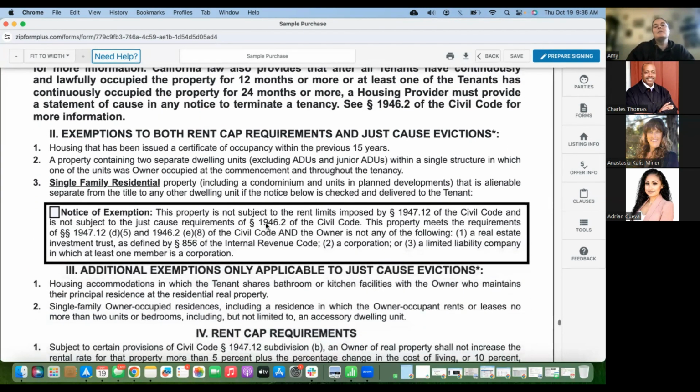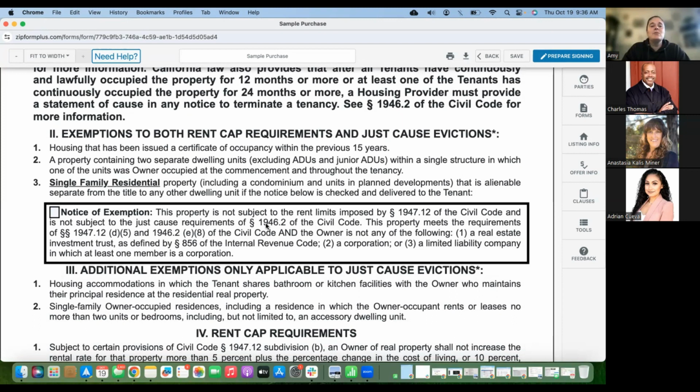Exemptions to both rent cap requirements and just cause evictions: housing that has been issued a certificate of occupancy within the previous 15 years. A property containing two separate dwelling units, including ADUs and junior ADUs, that'd be accessory dwelling units, within a single structure in which one of the units was owner occupied at the commencement and throughout the tenancy, right? So if you're renting out your ADU, then this doesn't apply, as long as you're occupying the main residence.